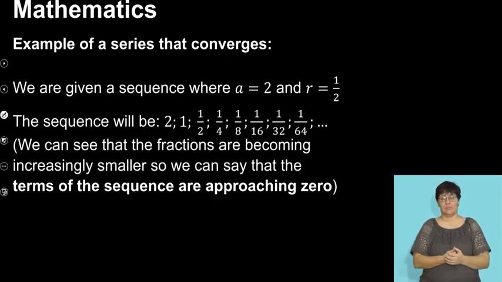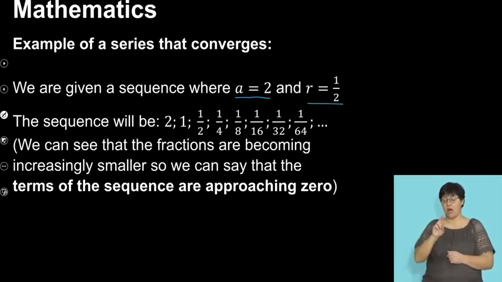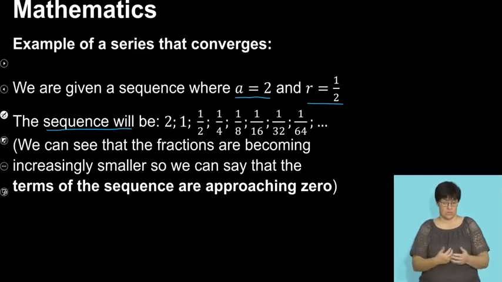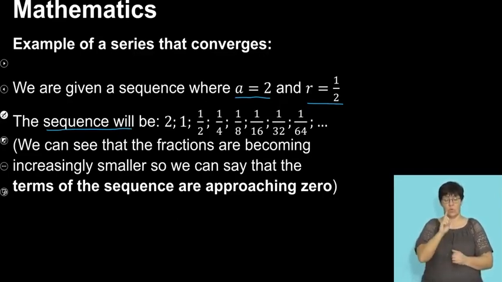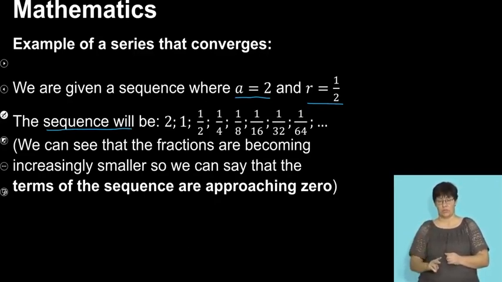If I give you a specific geometric sequence where A is 2 and R is a half, so the first term is 2 and the ratio is a half, the sequence will go in the following manner. It's going to go 2, 1, a half, a quarter, an eighth, a 16th, 1 over 32, 1 over 64.